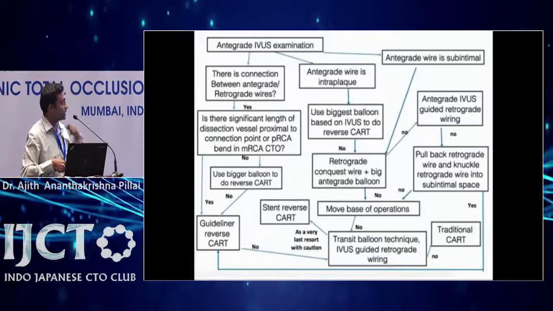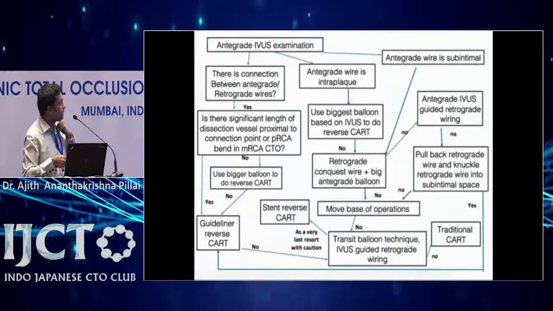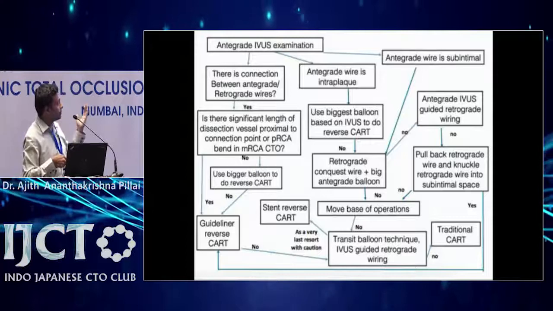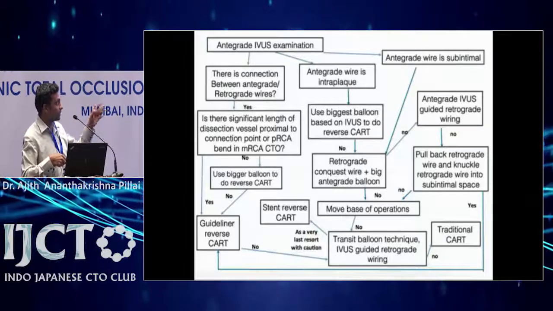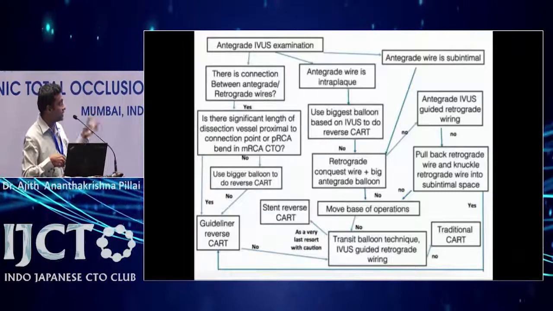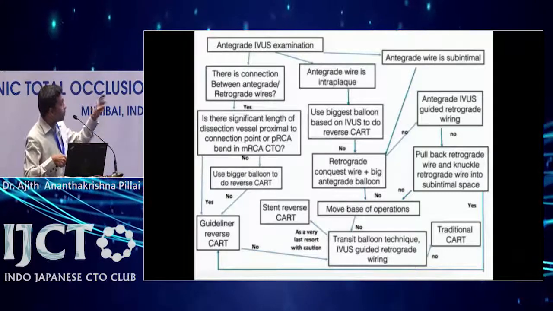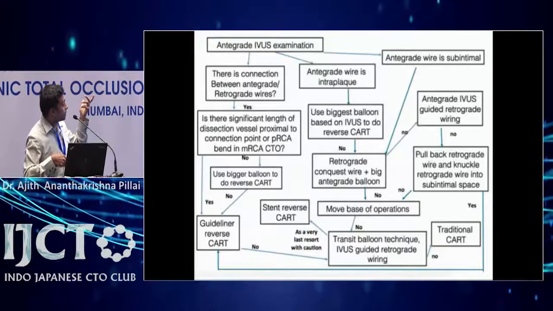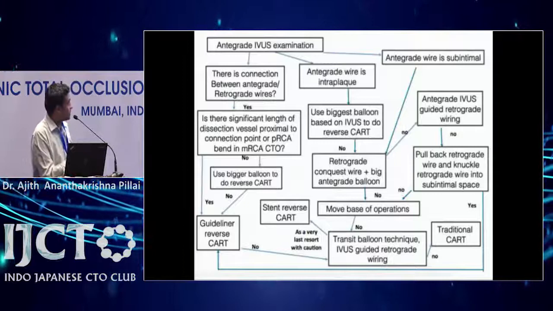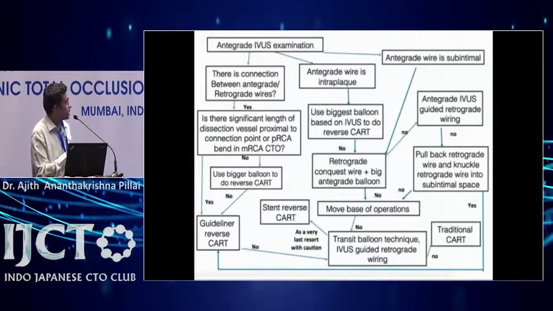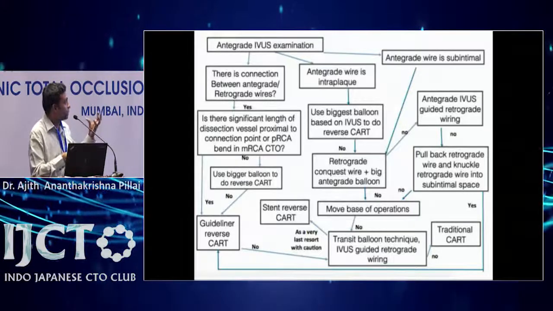Then again you try a transit balloon, IVUS retrograde. Basically, you take a bigger balloon, or you move the base of operation. That means you are moving away from the contemporary reverse CART technique, more or less going to the classical way. Either you change the base of operations or increase the size of the reverse CART balloon. And always remember that if there is a significant length of dissection proximal to the connection point, in the proximal RCA, you try to use a bigger balloon and try to connect.